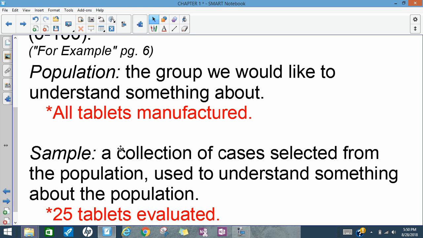and samples are just a collection of cases from the population that's representative of the population, and we use the data collected from that sample. Most of the time it's multiple samples to try and understand something about the population. So in this case, the Consumer Reports was evaluating 25 tablets, and so that would be our sample. The population we're trying to learn about are all of the tablets, and the 25 tablets would be the sample we took in order to learn something about them.